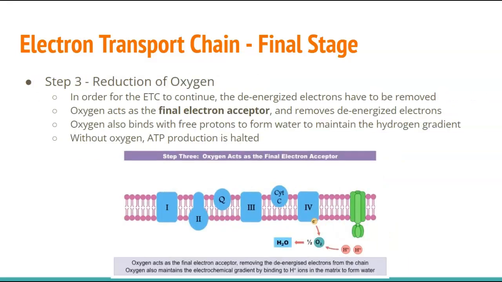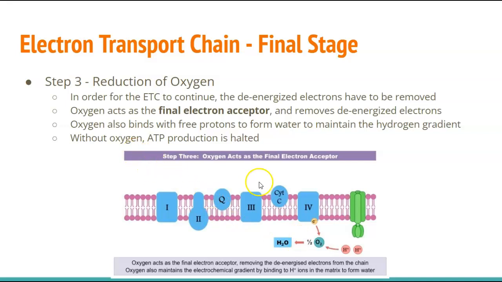So cool. And then the final step here is the reduction of oxygen. So in order for the ETC to continue, those de-energized electrons have to be removed. Remember, we sent the electrons through all of these compounds to give energy. Well, now they're dead. Well, they're not, you know what I mean. They're like a dead battery. They have no energy left. And so we don't love that. We need them to be energized.